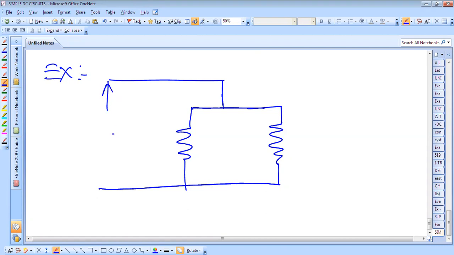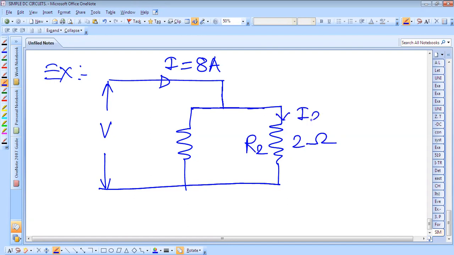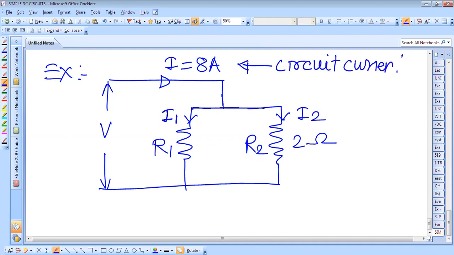and voltage V is applied here. The current is given as 8 ampere, and R2 is 2 ohm, and the current flowing through this is I2. This is R1, and the current flowing through this is I1, and here the circuit current is given. This is the circuit current, and these R1, R2 are the branches.